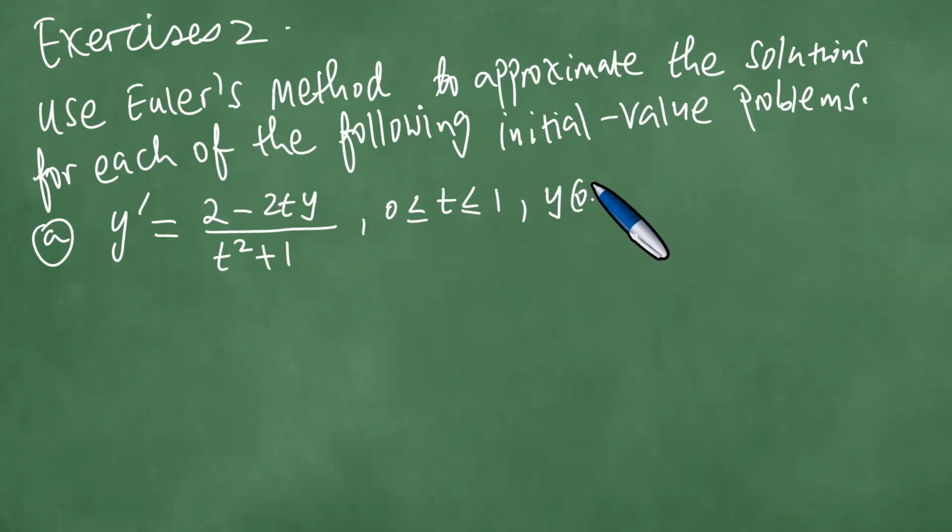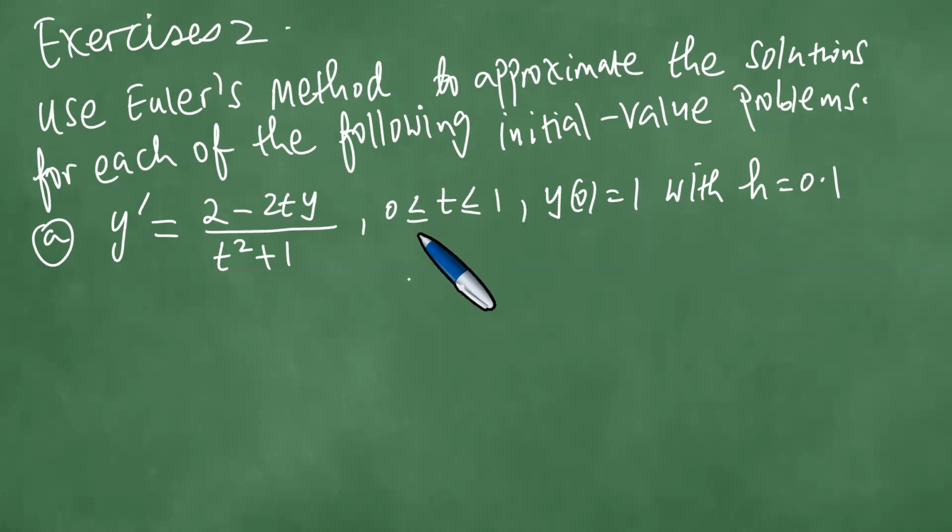Right, so you have y0 is 1, a bit more steps, because you have h is 0.1. So obviously because h is 0.1, now t is going to be up to 1, so 0.1, 0.2, 0.3, and so on. Just note that.